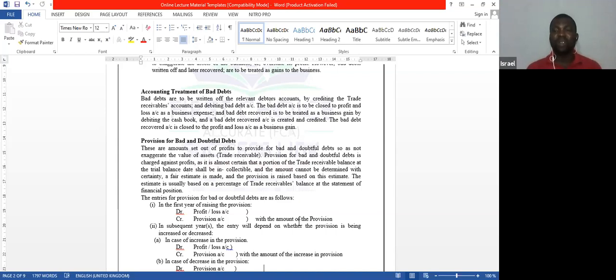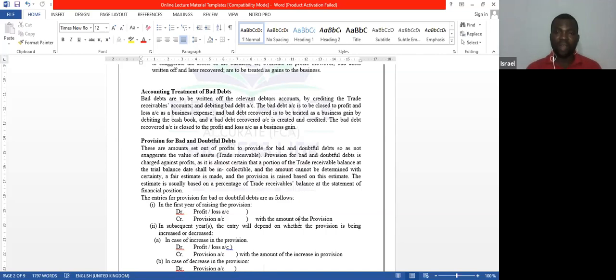The reason why you are crediting your bad debt account is that you are using the amount that you have recovered to reduce the bad debt of that year. You know, we are talking about your yearly adjustment. It can be a monthly adjustment, it can be a yearly adjustment, like I explained when we were doing depreciation. So there are two methods for us.